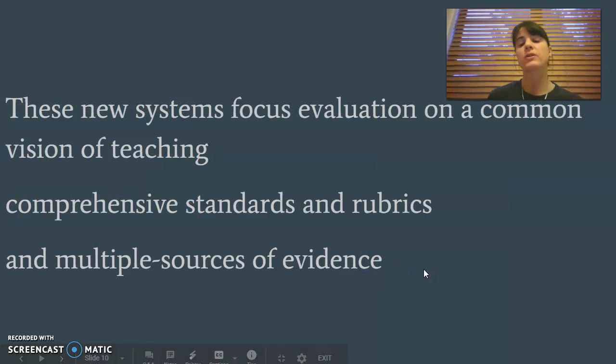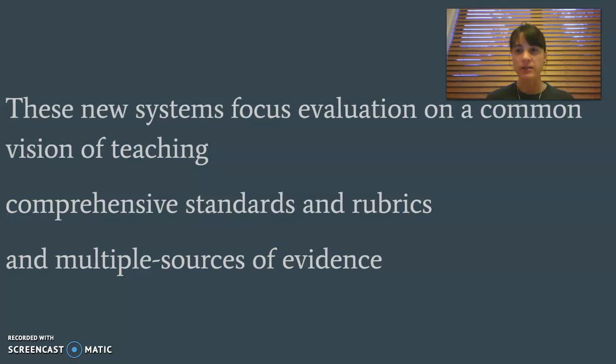The new systems focus on evaluation as a common vision of teaching. So much of what principals do is constantly talking about vision and growth and where we should be. It's the same thing for teachers, and it's the same thing for students. So I feel like the students have evaluations all the time, and they're looking for goals and how we are going to meet these standards that the kids need to meet. It's the same thing with teachers. We're all in this together.